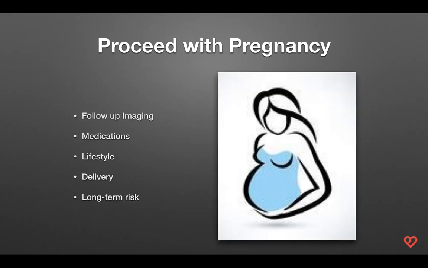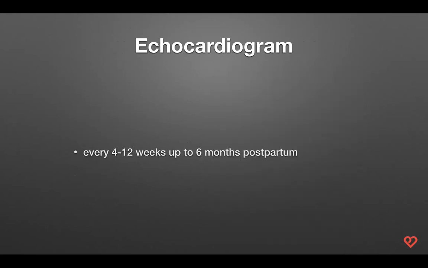So based on her numbers, we followed her up with imaging. We discussed medications, lifestyle, and delivery, and long-term risk. We allowed her to go through pregnancy. We did echocardiograms probably every 12 weeks for up to 6 months postpartum. Every trimester basically is what we did. The guidelines say you can do it every 4 to 12 weeks.